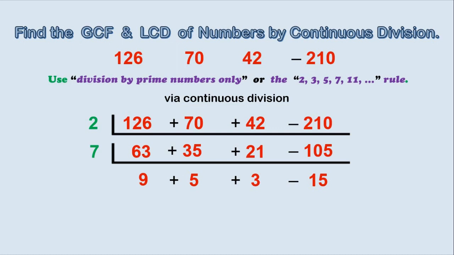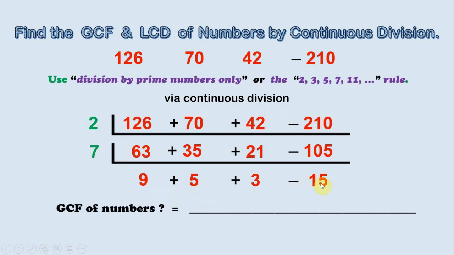If you can still remember, we can get the GCF of these numbers by simply multiplying all prime divisors found, such as 2 and 7 in this example. Multiplying 2 and 7 gives us 14, which becomes the GCF of numbers 126, 70, 42, and negative 210.